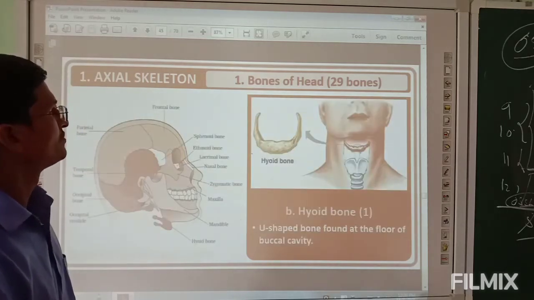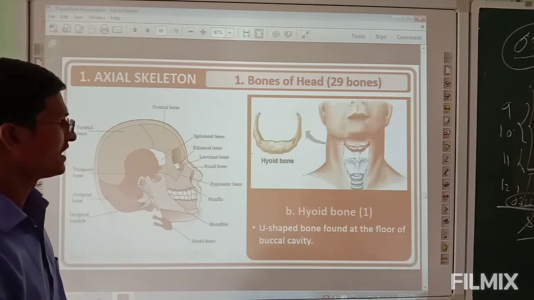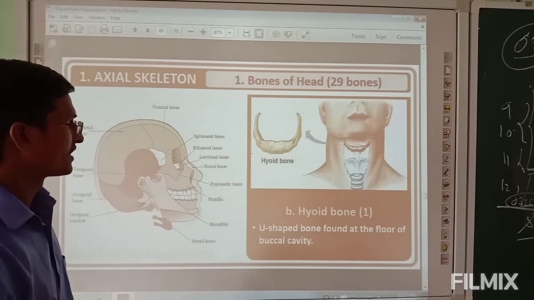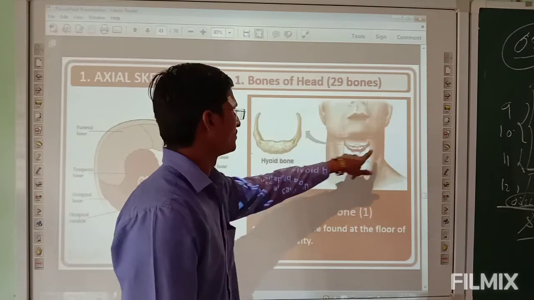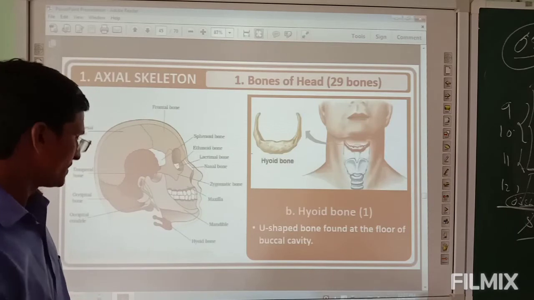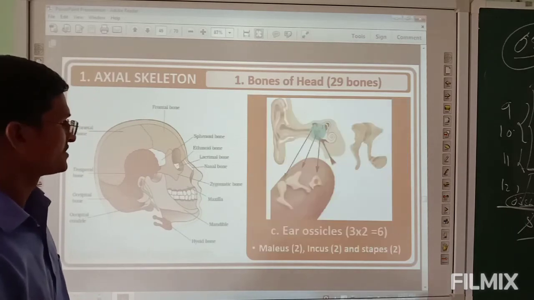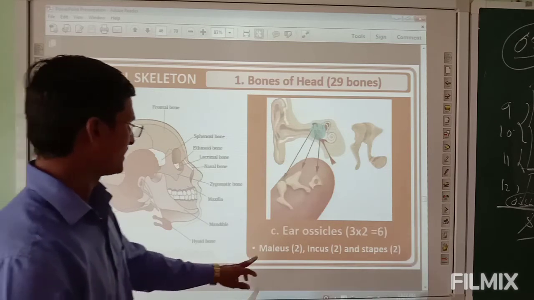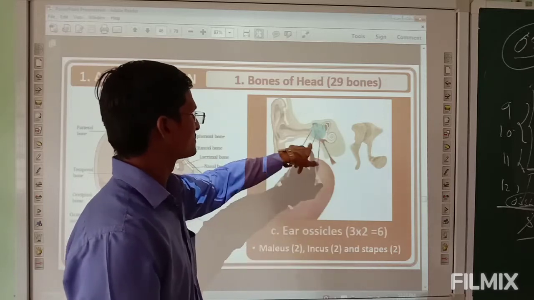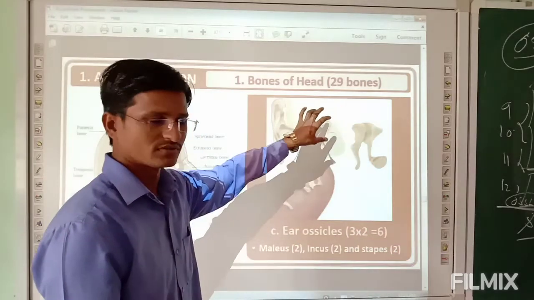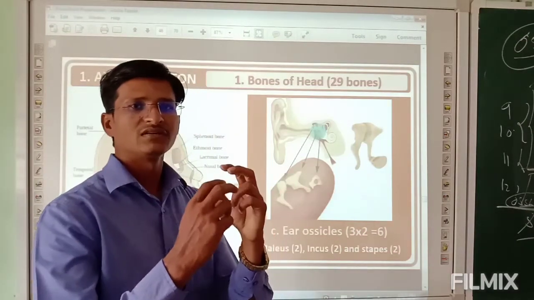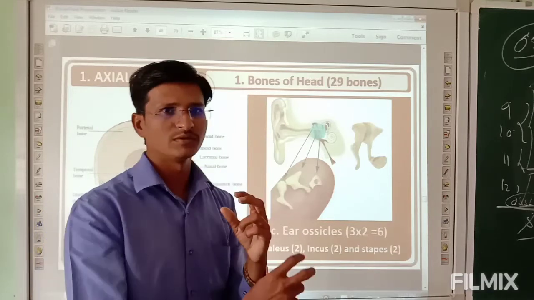So next, bones of the head, 29. You can see here the hyoid bone, 1. It is a U-shaped bone found at the floor of the buccal cavity. Which bone? Hyoid bone. So it is U-shaped. Next, the ear ossicles: malleus, incus and stapes. They are very minute and very delicate. Because of these bones, the ear vibrates and we are able to hear.